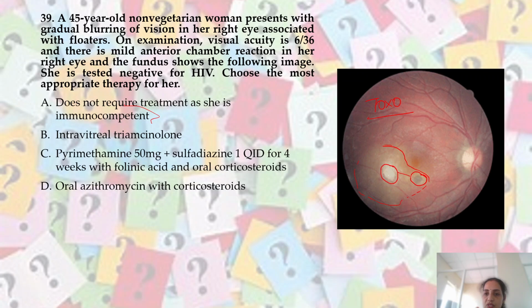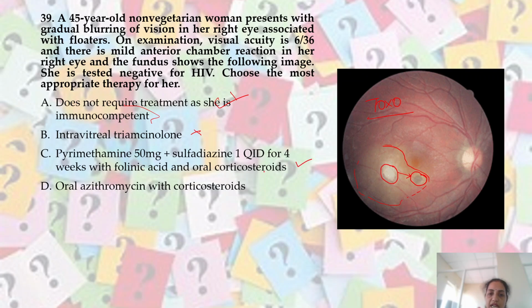No, this lesion is very close to the macula. So yes, this patient requires treatment. So this is not the right answer. Intravitreal triamcinolone, big no. Steroids are given in infectious causes of retinitis. It will flare up. Pyrimethamine plus sulfadiazine for 4 weeks with folinic acid and oral corticosteroids.